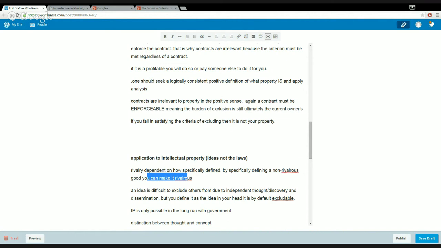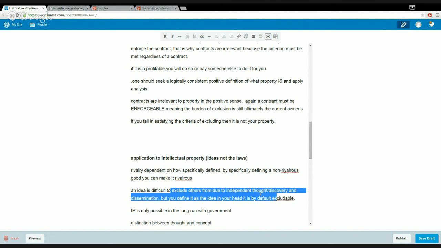So you've got to be careful when applying the idea of the positive definition of property, at least the exclusion criterion, right? So an idea is difficult to exclude others from. Let's take the case of just an idea. It's difficult to exclude others from due to independent thought or discovery and dissemination. But if you define it as the idea in your head, by default, it's both excludable and it becomes property, right?